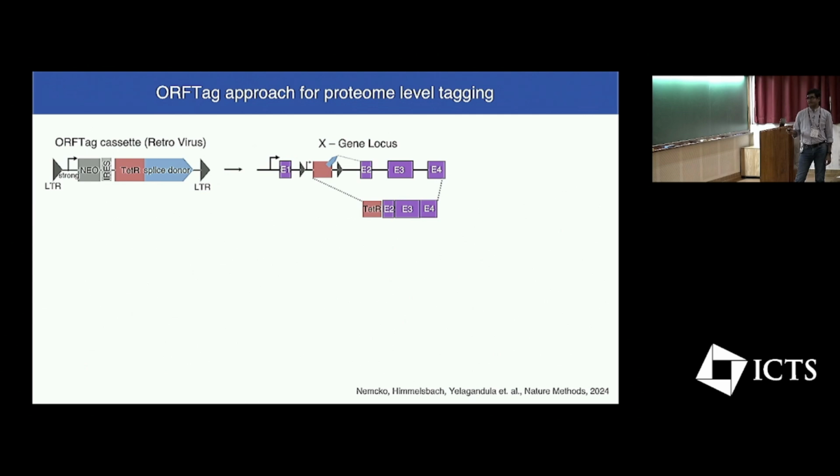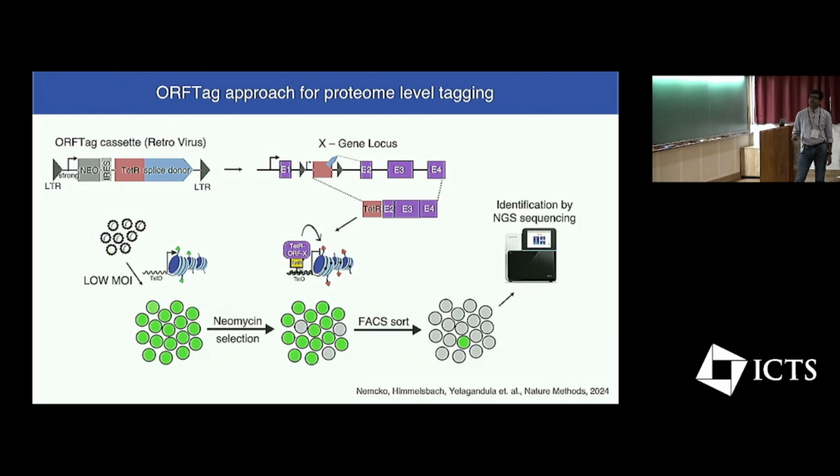So let us say it lands in intron 1. Since it has a strong splice donor, it attaches to the downstream exon, and thereby makes a chimeric construct which is fused to the tetrapressor. If we perform this in a huge number of cells, making sure that each cell gets a single ORF tag construct, this works extremely well.